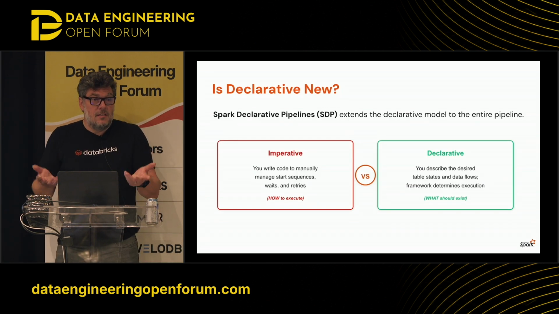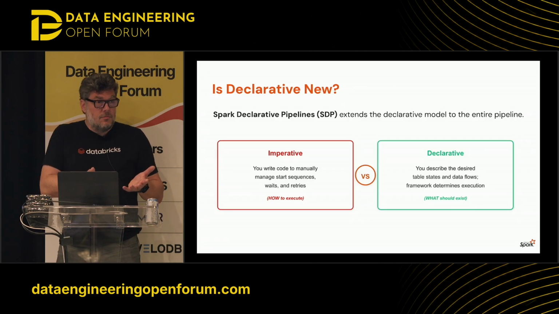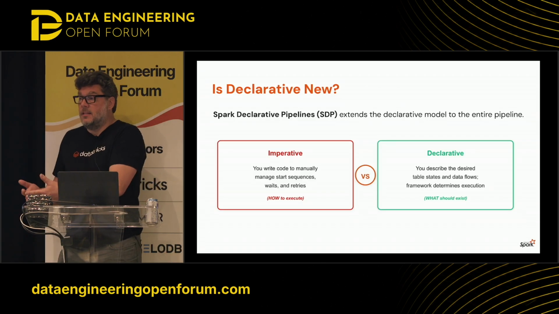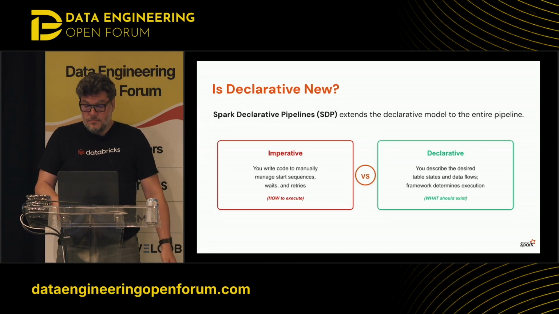It extends this declarative model to the entire pipeline, right? So where in the imperative style, you had to write your code manually, you had to take care of things like retries, like parallelism, like ordering, sequencing, dependencies, schema evolution, all these things had to be coded manually, right? Whereas in the declarative world, all you do is you describe what data you want in what data sets, and the framework makes sure that data materializes there, right?